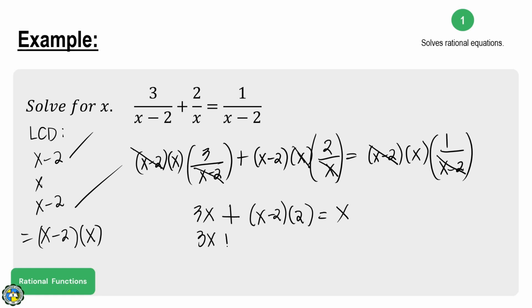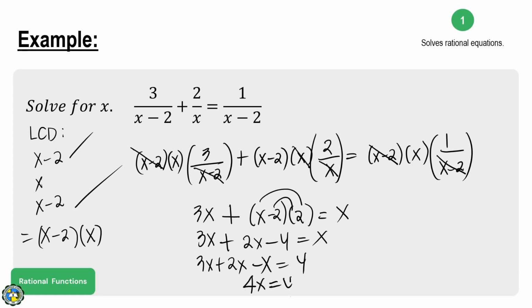And then, simplify natin. So, this will be 2x minus 4 equals x. And then combine like terms. So 3x plus 2x minus x equals 4 po. So this will be 5x minus x is 4x equals 4. So divide both sides by 4, leaving x only, and the value of your x is 1.